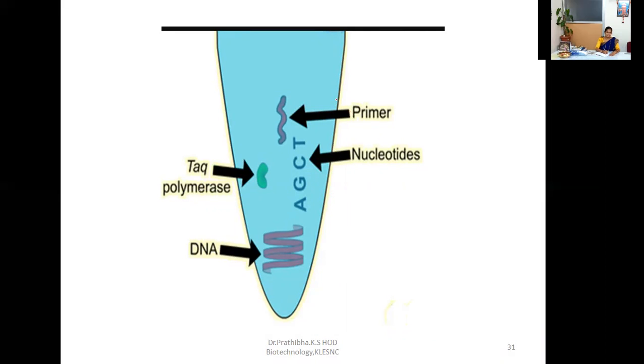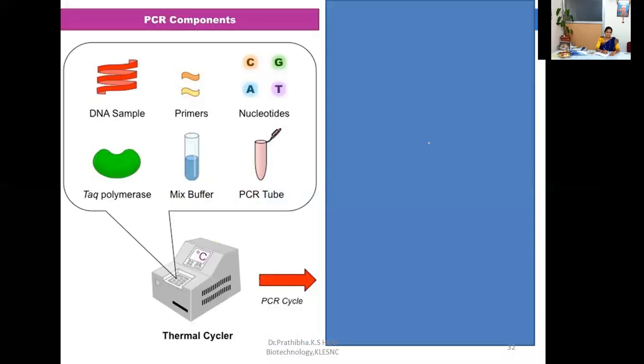Let me repeat again here. In the PCR mixture, you are going to use primer, Taq DNA polymerase and the target DNA, that is DNA, then individual nucleotides, that is dNTPs. Okay, so this is the PCR machine. You can see here this will be similar to a colorimeter. Okay, so you're going to place the PCR cuvette here. Okay, the PCR mixture is going to be put.